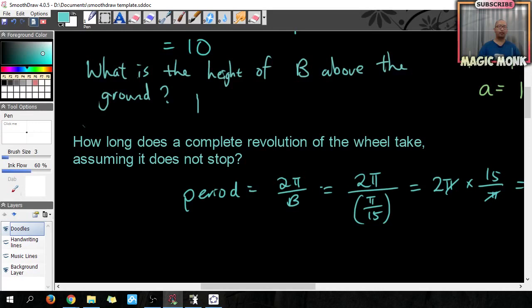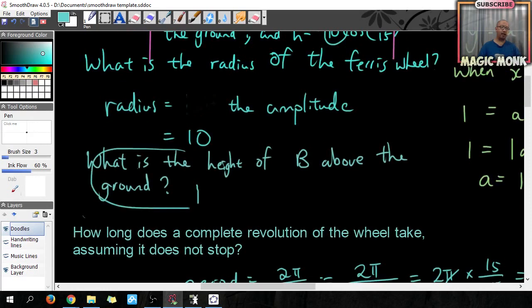Yes, Annabelle, you're right. What about the height of B? How would you do that algebraically?